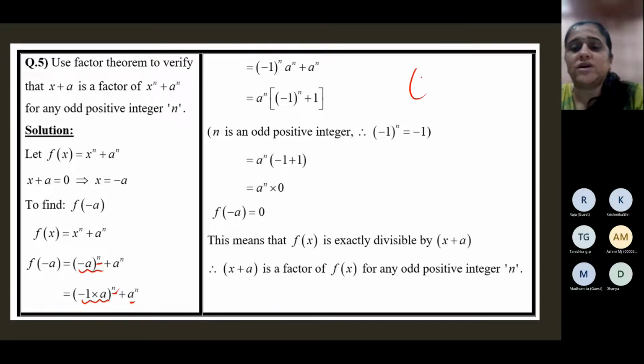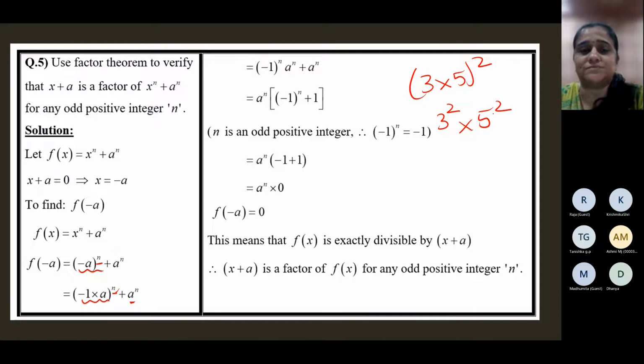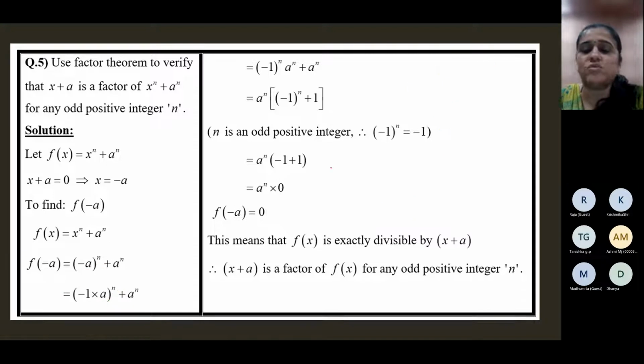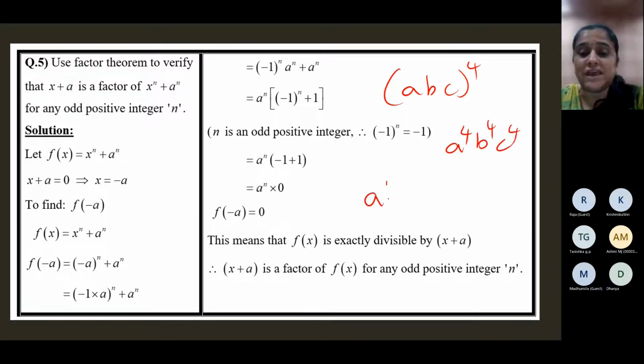Now we know that if we have something like 3 into 5, the whole power 2, this can be written as 3 to the power 2 into 5 to the power 2. AB, the whole power m, is equal to a to the power m into b to the power m. Whatever is the power, it should be used for every term in the base. So if it is like ABC, the whole power 4, this is nothing but a to the power 4, b to the power 4, c to the power 4. But if it is ABC power 4 like this, then the power 4 is only for c, it is not for a and b.